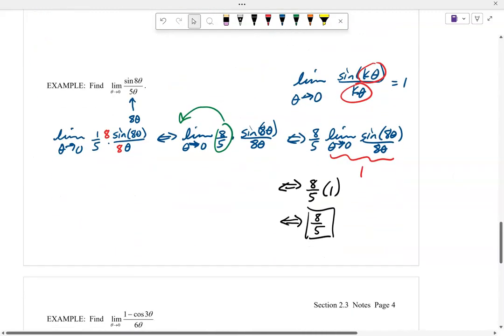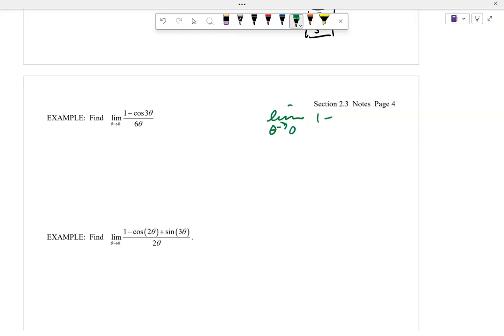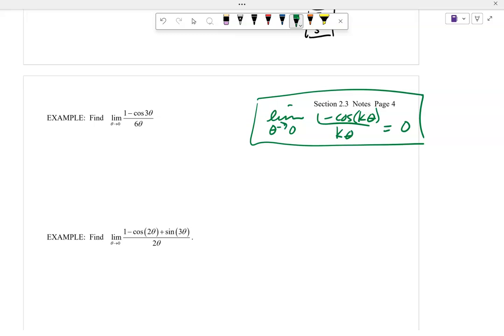So let me go ahead and write that down. So yeah, limit theta approaches 0 of 1 minus cosine k theta over k theta. This equals 0. So this is the one I'm going to try and use here, right? And I'm recognizing it can be useful. So let's rewrite this. Well, actually, let me go down here. Limit theta approaches 0. I'm going to take that 1/6 out. 1 minus cosine 3 theta all over theta.